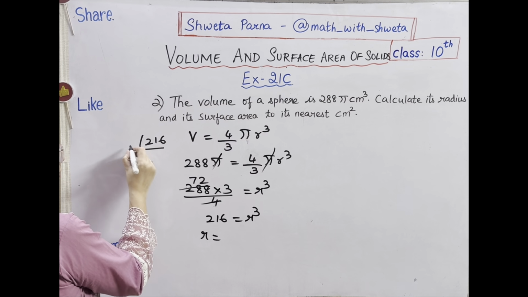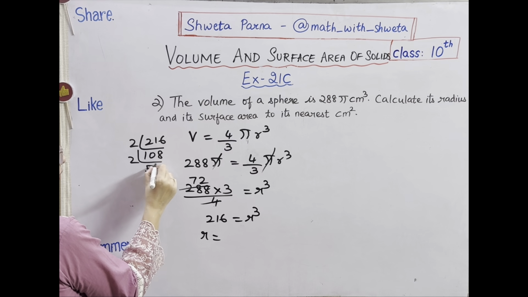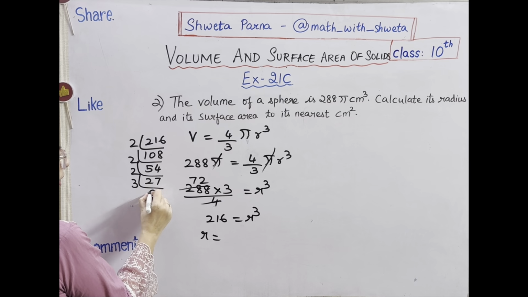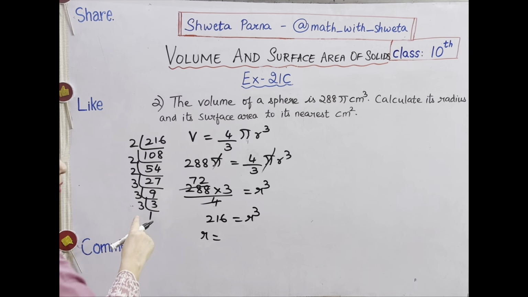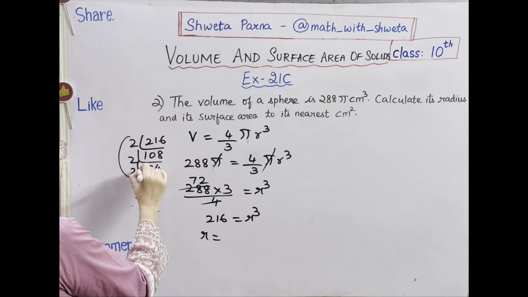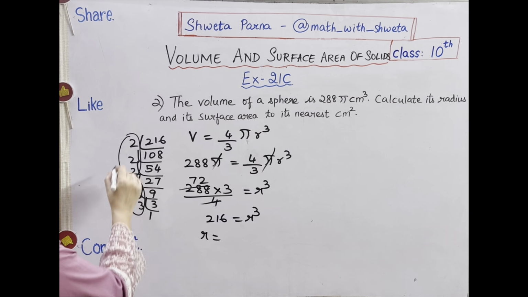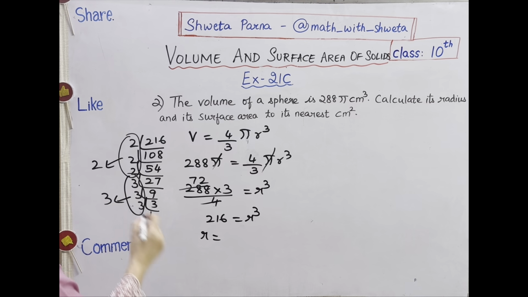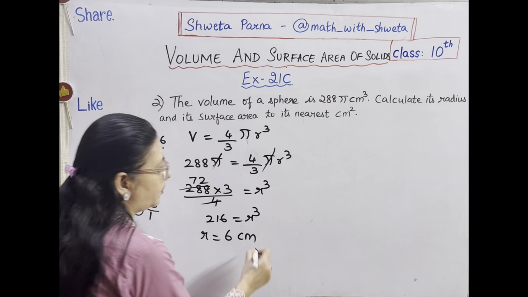Prime factorization method. 2 108, 2 54, 2 27, 3 9s are 27, 3 3s are 9, 3 1s are 3. Children, make sure that you are using only prime numbers. Okay. Now form groups of 3 of the same numbers. This group and another group. So from here take 2, from here take 3. So 2 into 3 is 6. So the radius is 6 centimeter.